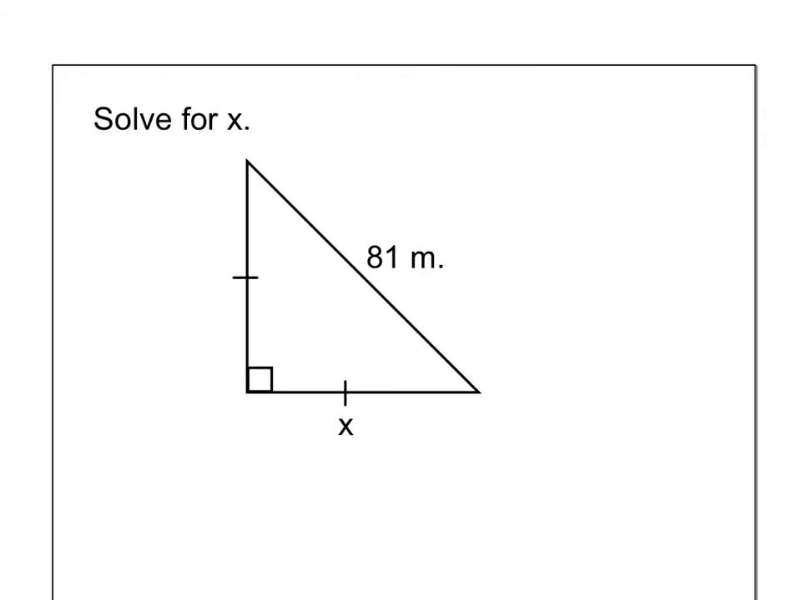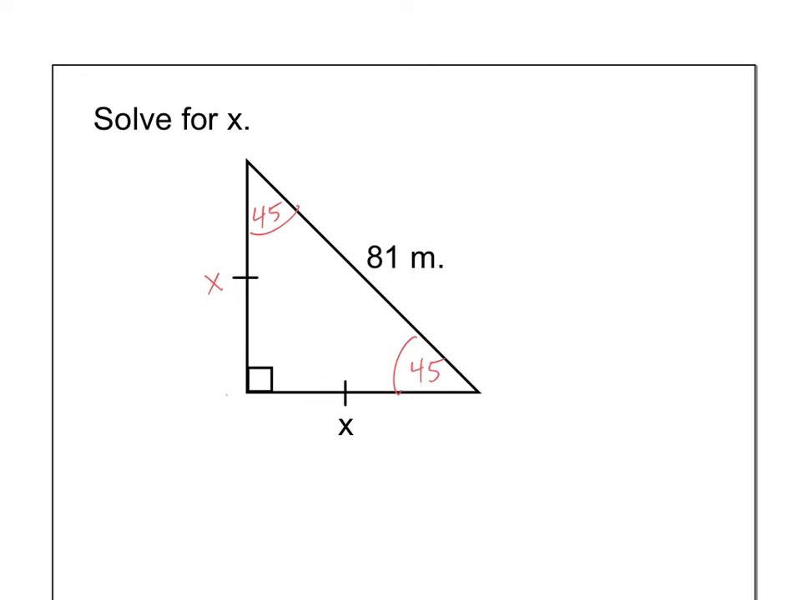Please pause the video and try to solve for x. The two legs here have tick marks on them, so they are going to be the same length. If you have two sides that are the same length, you're going to have two angles that are the same. In this case, if you have a 90-degree corner, that means these both have to be 45 because the three corners have to add up to 180. So we have a 45, 45, 90 triangle.